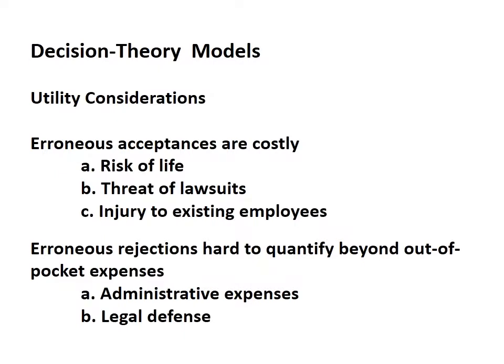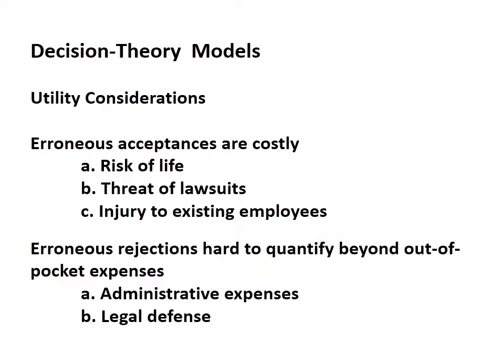So decision theory models, looking at utility, we do need to look at the fact that erroneous acceptances are costly, so we have to ask what is the cost of a bad decision. And a lot of times this helps us decide what the cutoff is. So if the costs for a bad decision are fairly low, we can set a reasonable cutoff that's getting us a majority of employees that can do the job well, but occasionally is going to miss. In other words, we can set our boundaries of how many people we want to let in based on how many are going to succeed.